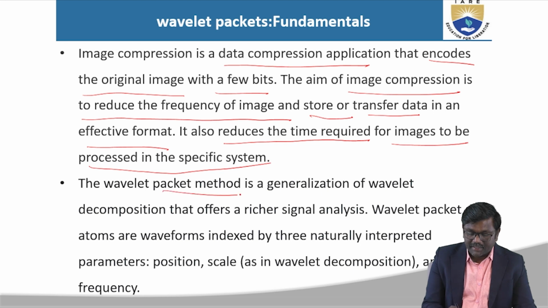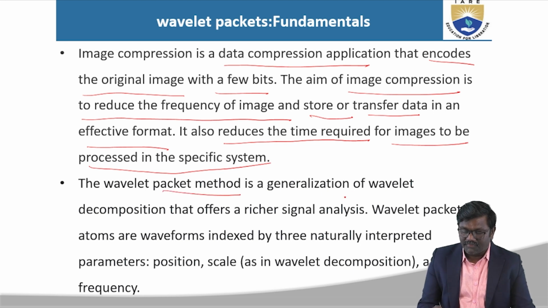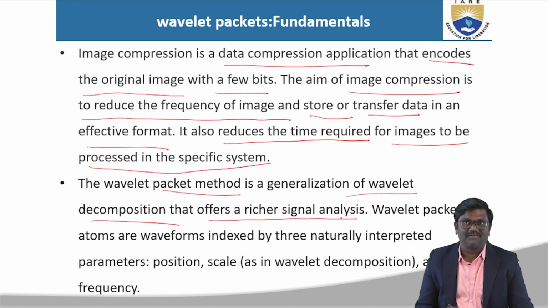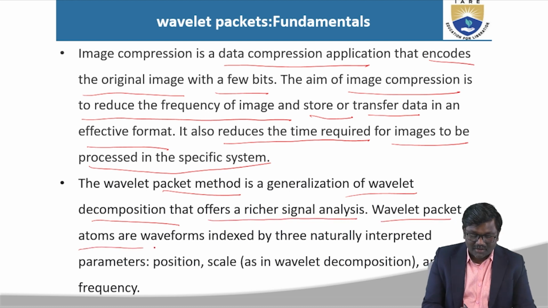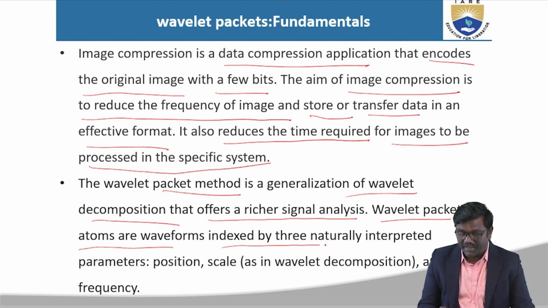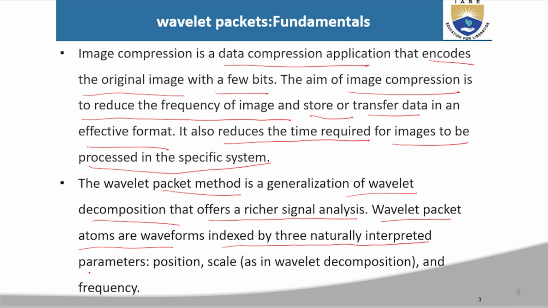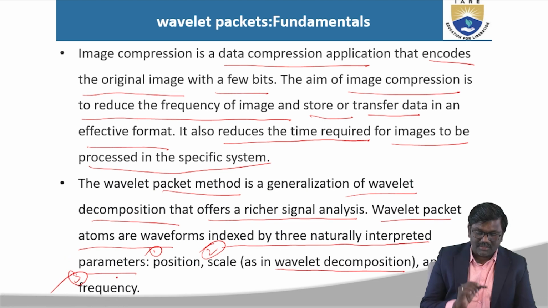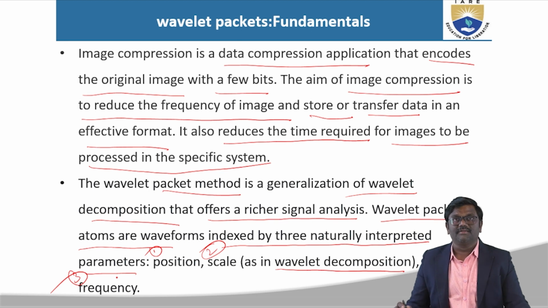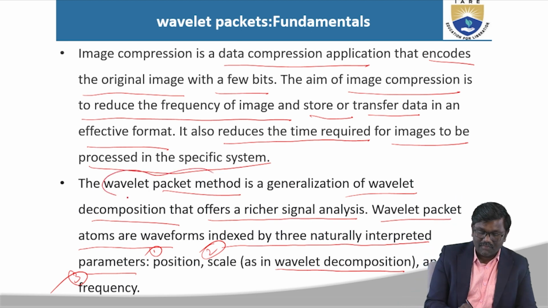The wavelet packet method is a generalization of wavelet decomposition that offers a richer signal analysis. Wavelet packet atoms are waveforms indexed by three naturally interpreted parameters. Number one, position. Number two, scale, which is the wavelet decomposition. And number three, the frequency component parameter. These are the three parameters we are concentrating on in the wavelet packet.